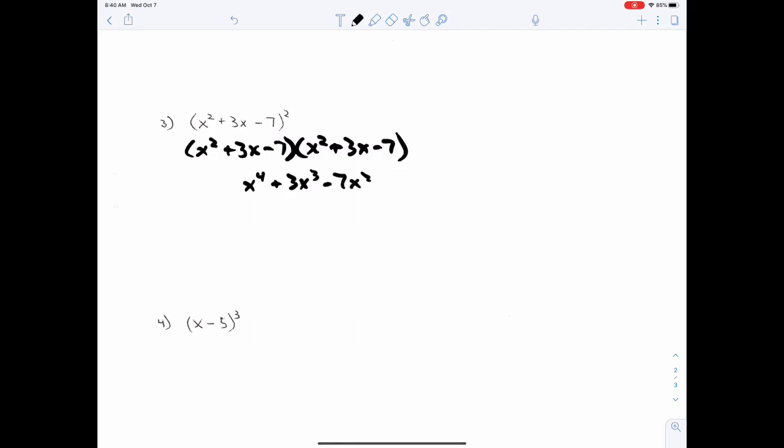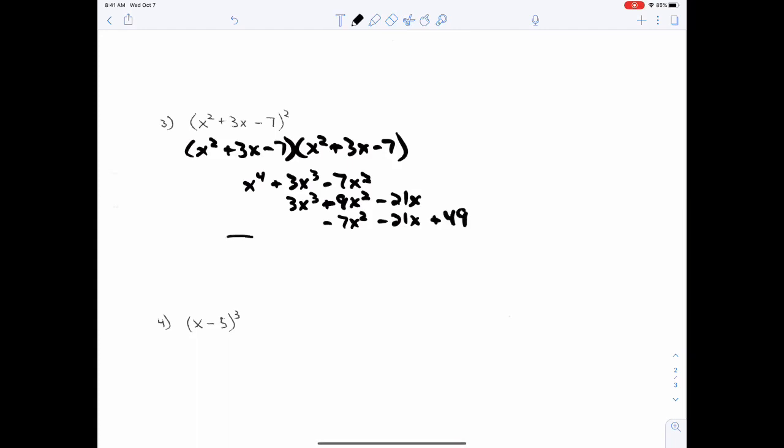And then we'll take the 3x and distribute it. So we have 3x cubed plus 9x squared minus 21x. And then we'll take the negative 7 to distribute it. So we'll get negative 7x squared minus 21x plus 49.